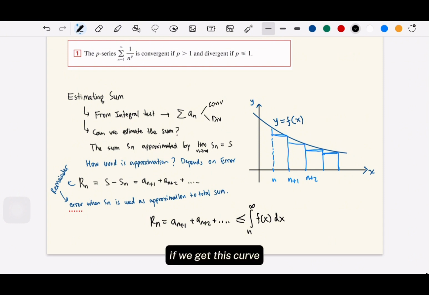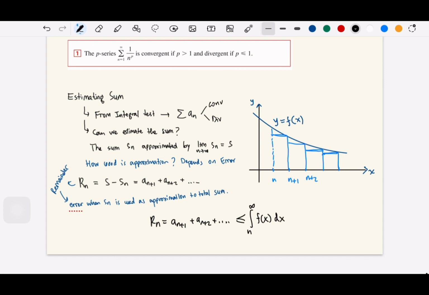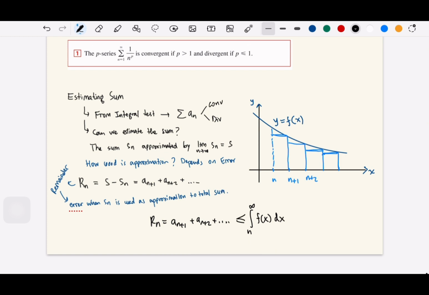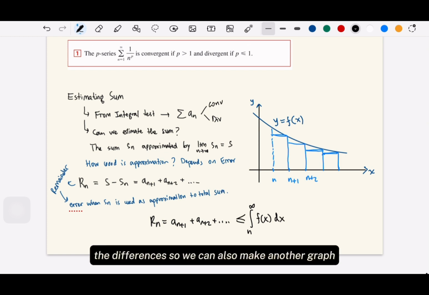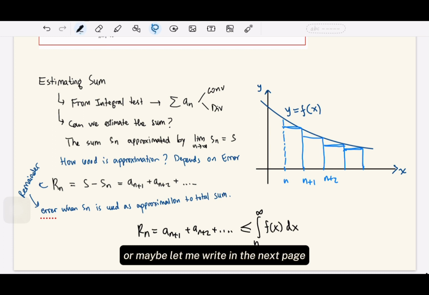If we get this curve, then we see that there is something missing, right? Then for sure this will be below the curve. But we can also make the rectangles over the curve. So the error can be under or over. But the thing is, R is the difference. Okay, so we can also make another graph. Let me write in the next page.